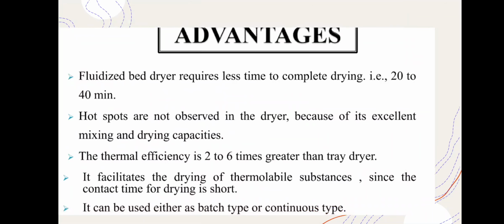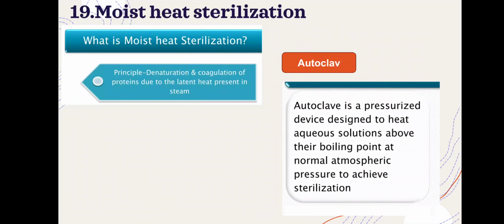Advantages of fluidized bed dryers: drying can be completed in a very short time, 20 to 40 minutes. Hot spots are not observed in the dryer because of its excellent mixing and drying capacities. The thermal efficiency is 2 to 6 times greater than tray dryers. It facilitates the drying of thermolabile substances. Since the contact time for drying is short, it can be used as either a batch or a continuous type.